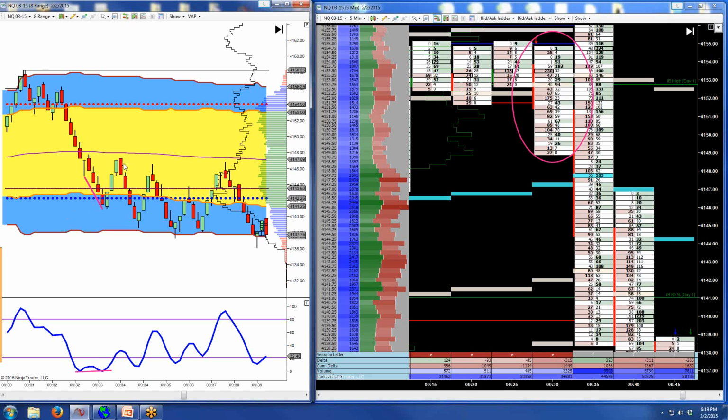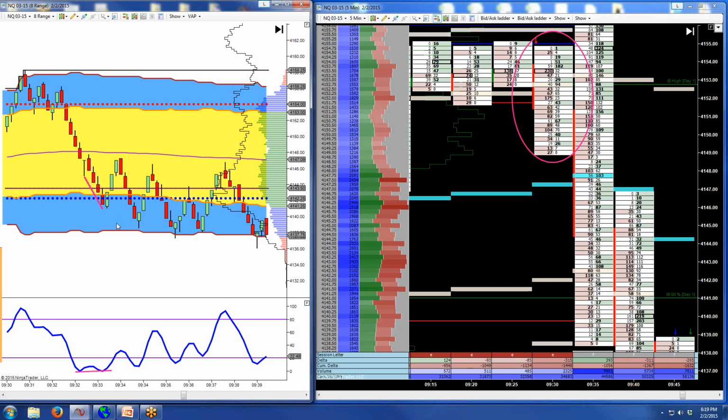So then, as it retraces, we'd like to see it trade up to the point of control, which is up here at 41.47, but it never made it there. Let's say that it did. You could go ahead and short off that, expecting a retracement back down to the low value area. So that's one way you can use the divergence.